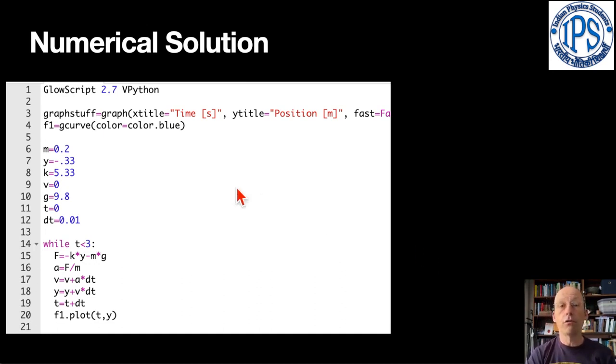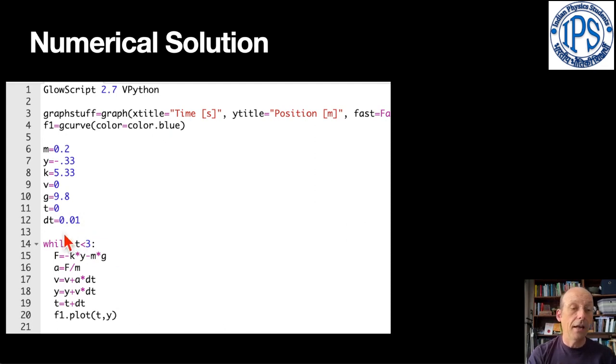Okay, let's go over this code really quick. These lines just make the graph. This is WebVPython, so it has built-in modules for graphing and 3D stuff, and we'll see that later. But this is just to make the graph. F1 is the function I'm going to plot. Now here are all my constants, the mass, the initial y position, the spring constant, the initial velocity, and I did this in terms of velocity instead of momentum, but I think you can see that fine. And I am including the gravitational force and the initial time and the initial time step.